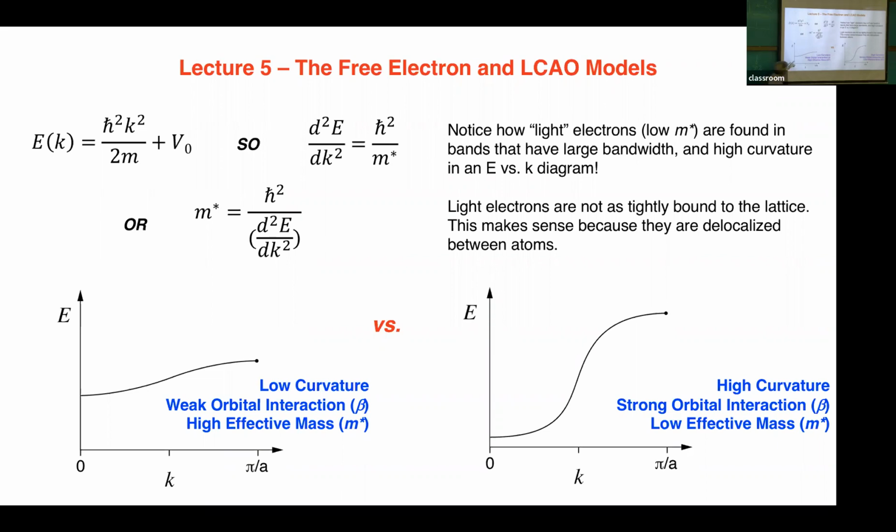And you can measure orbital interaction strength by looking at the curvature of an energy versus momentum diagram. This one is not curved, this one is highly curved, and that tells you the orbital interaction is strong and the effective mass of the electrons is low.